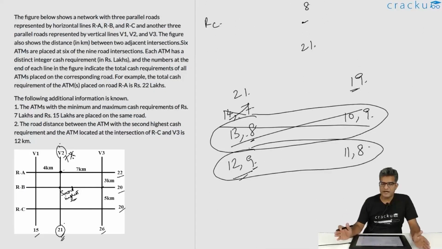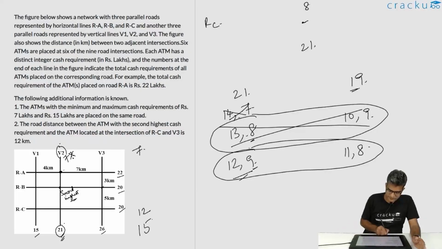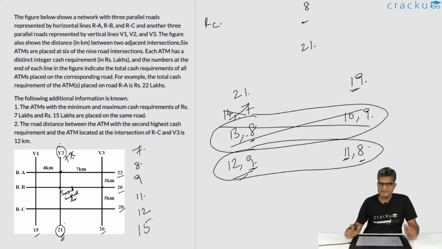So the only alternative is that the remaining 4 numbers, the smallest is 7, the highest is 15, the second highest has to be 12, the third highest has to be 11, the next one has to be 9, and the next one has to be 8. This is the only possibility.